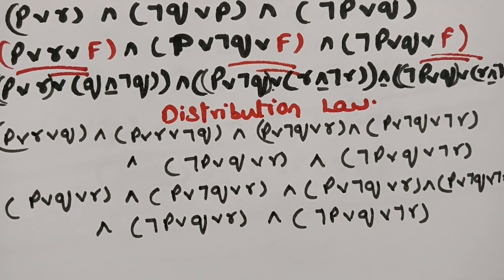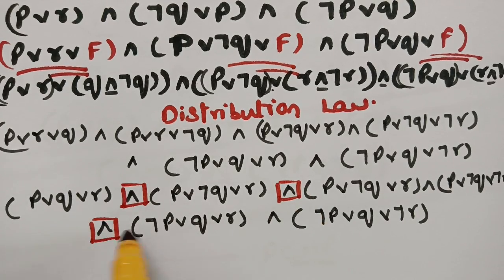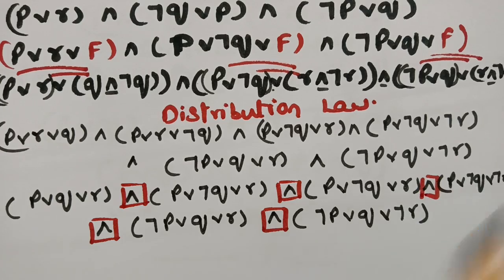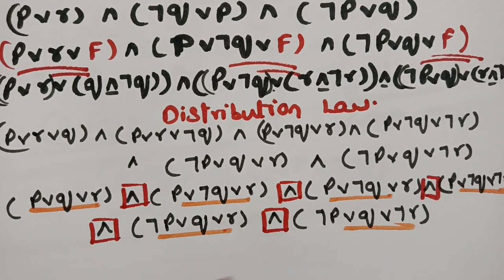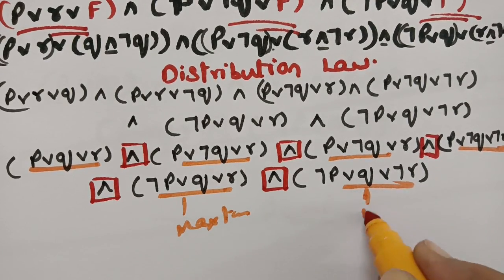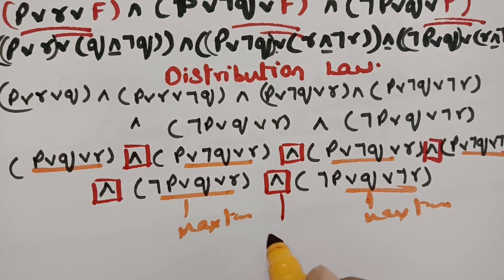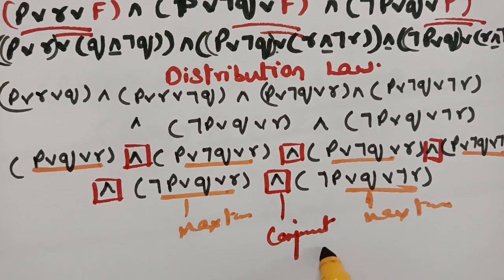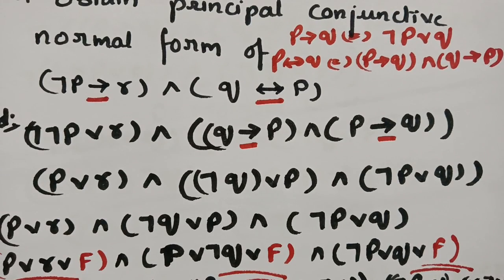And see, if you observe, these are all the conjunctions. These are all the products or conjunctions. And if you observe, these are all the max terms. The max terms means the sum of the variables and their negations. So these are all the max terms, and this is nothing but the conjunction. So if you observe, this is in the form of principal conjunctive normal form. So this whole statement was brought into the principal conjunctive normal form.